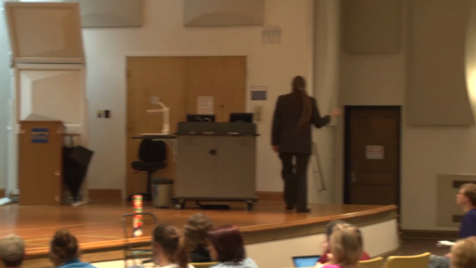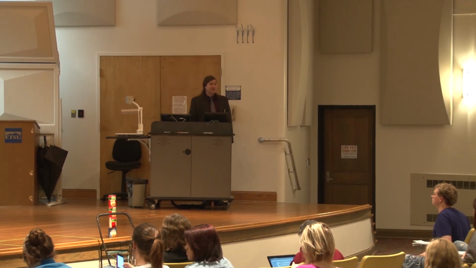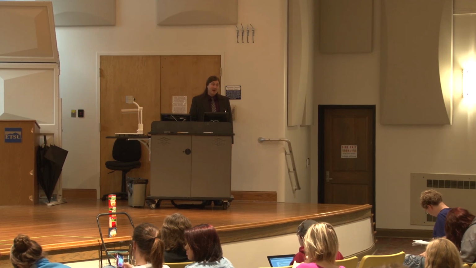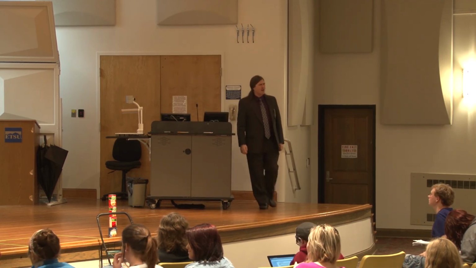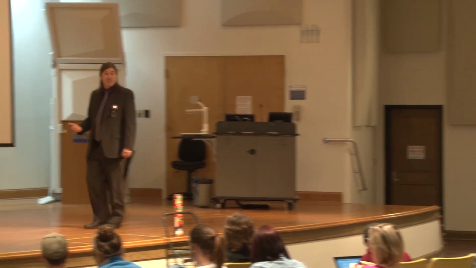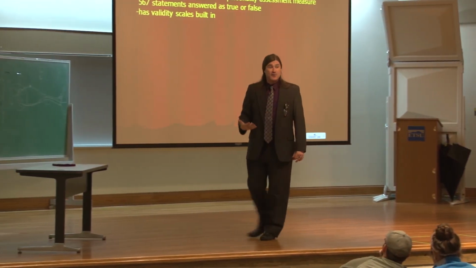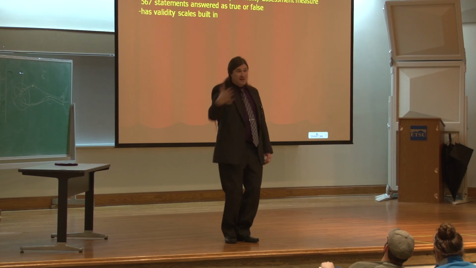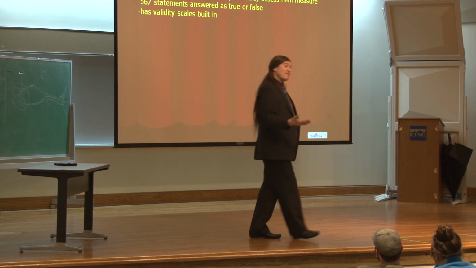But he got flagged, because it turns out it's got validity scales built into it. It tells you when somebody's faking bad or faking good or has a really bizarre profile that's not something we can have any confidence in whatsoever. So you might spike high or you might be low on various traits, but if you just fill in stuff randomly, this measure will know.